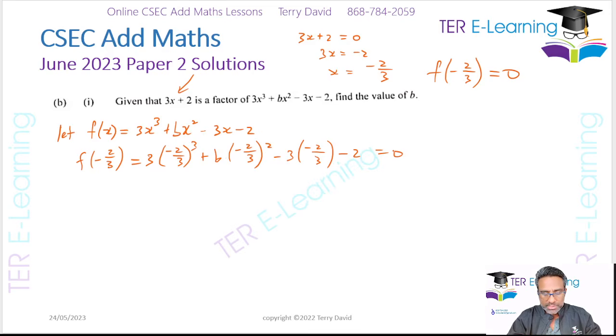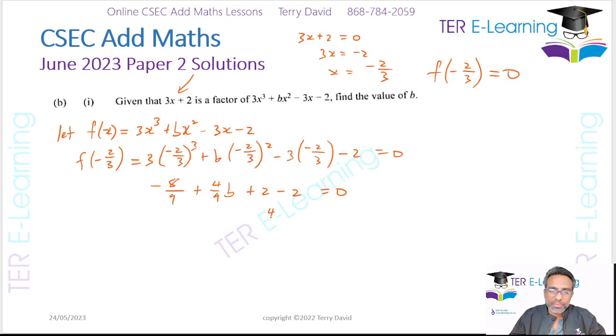So (−2/3) cubed, right, is going to give you −8 over 27, multiply that by 3. So this will work out to −8 over 9. This here, (−2/3) squared, is going to be 4 over 9. So this is plus 4 over 9 b, right? And you have minus 3 multiplied by −2/3. So this is going to give you plus 2 here. And then we have minus 2 is equal to 0, right? The 2 minus 2 is going to give me 0.